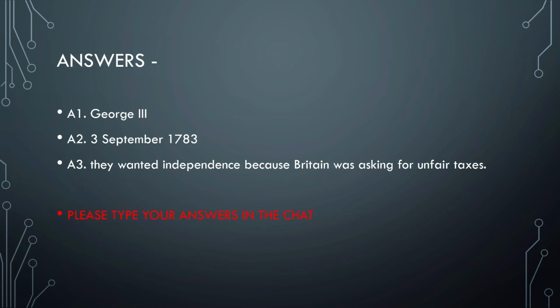So, George the Third, 3rd September 1783. They wanted independence because Britain was asking for unfair taxes, which was also bad because America at that time was not developed enough to give them enough taxes.